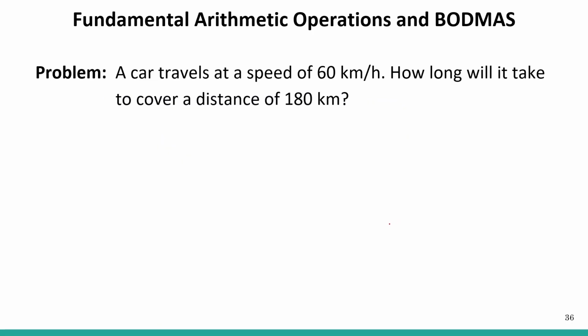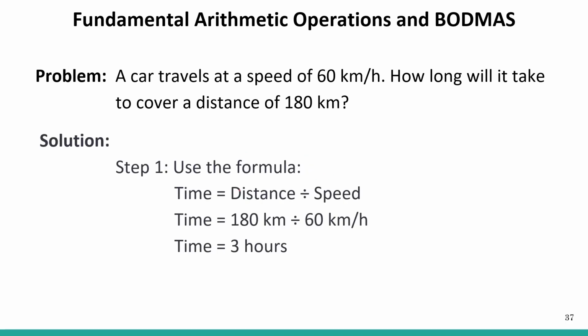Okay, so it asks us that a car travels at a speed of 60 km per hour. How long will it take to cover a distance of 180 km? Okay, so 180 divided by 60, what it is equal to is 3. So it will take 3 hours to complete the journey. Okay, it will take 3 hours.